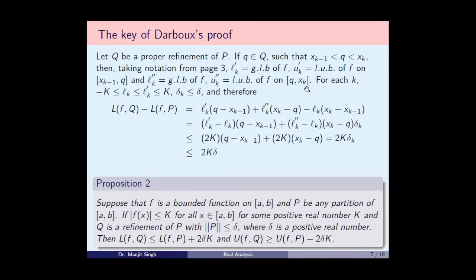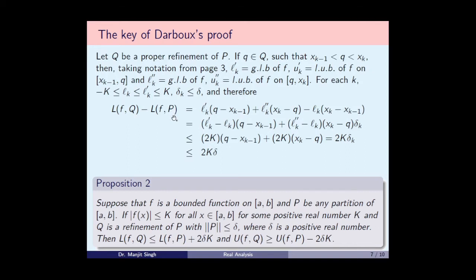respective subintervals. And one can see that l_k is the greatest lower bound of f in the subinterval [x_{k-1}, x_k], and it will be smaller than l_k', which is for a subinterval of [x_{k-1}, x_k]. So after considering all these symbols, we take the lower sum with respect to partition Q, minus the lower sum with respect to partition P.